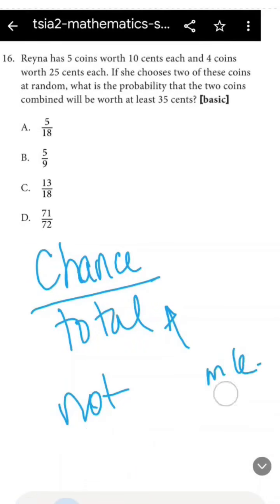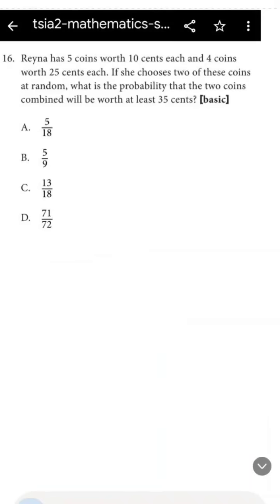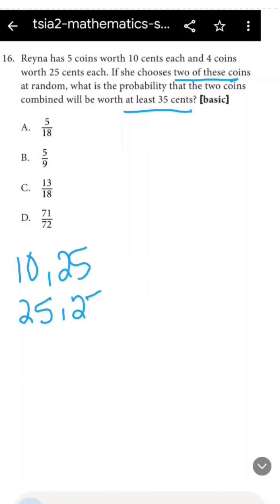Okay, so the complement probability sometimes is easier to find than the actual probability, because for this one it says that she is going to choose 2 coins that are at least 35 cents. Well, how many ways can you get 35 cents with these coins? I can pull a 10 and a 25, I can pull a 25 and a 25, then I can pull a 25 and a 10. Although these two choices have the same coins, they were pulled in a different order, and that matters with probability.